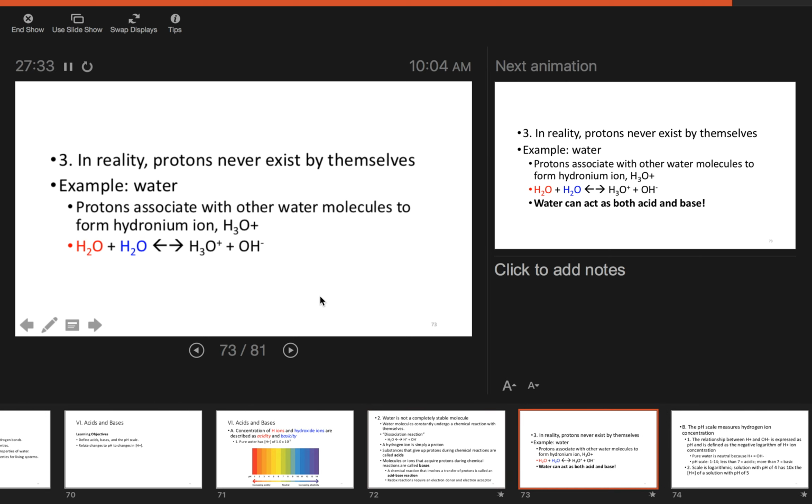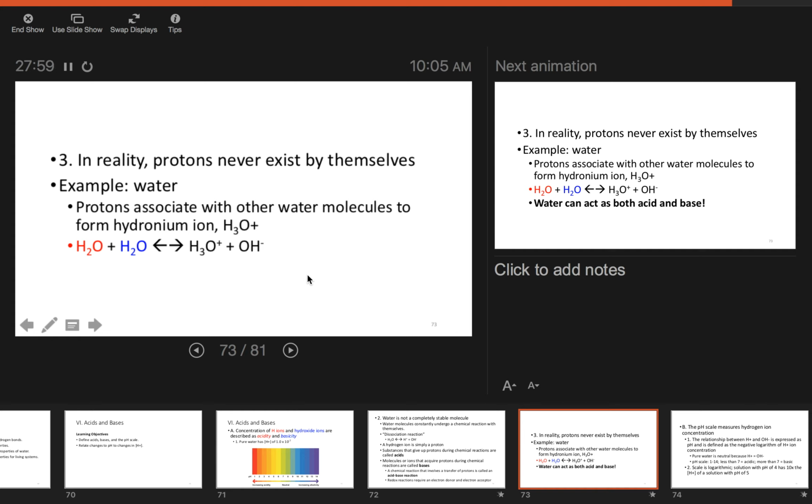Now, in reality, protons never really ever exist by themselves. Like I said, if you take a look at water, I said, oh, you'd have an H plus and an OH minus, and it can go backwards. Really, it forms an H3O plus, and it can go back. So that lone proton will just find another water molecule and form H3O plus. But that's pretty technical. You need 2 water molecules to do that.